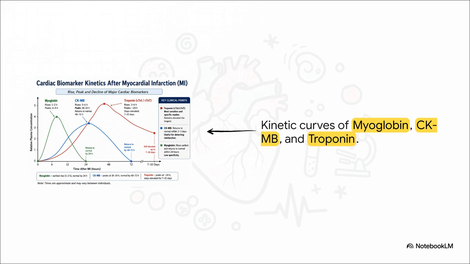Check out the green line. That's myoglobin. It spikes almost immediately, but fades incredibly fast. It's completely gone by 24 hours. The blue line is our middle wave, CKMB, cresting around a day and fading by day 3. But look at the red line, troponin. It rises early, but stays elevated for up to 14 days. This gives doctors a massive, highly specific diagnostic window to detect heart damage long after the initial event took place.